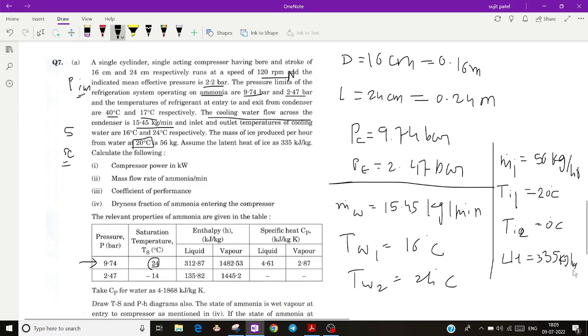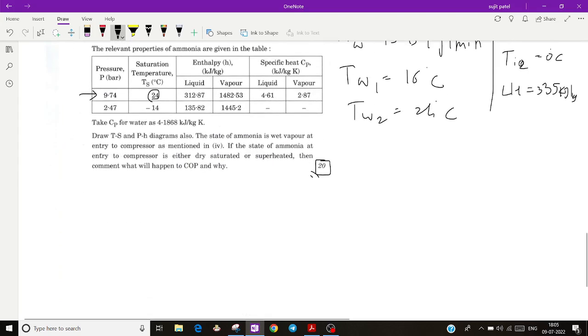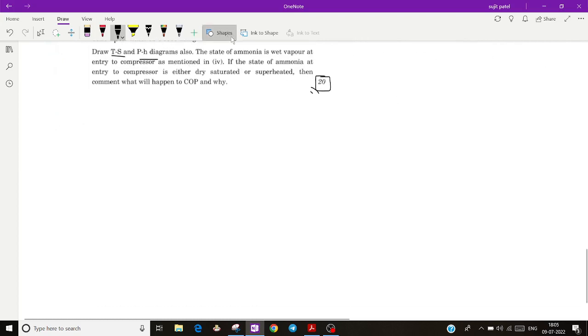kilojoule per kg. Now what we have to find: compressor power, mass flow rate of the ammonia, coefficient of performance, and dryness fraction of ammonia entering the compressor. That means the entry of the compressor is wet, and the property table of ammonia is given, and we also have to draw the TS and PH diagrams for this. So we will first draw the TS and PH diagrams and then proceed.